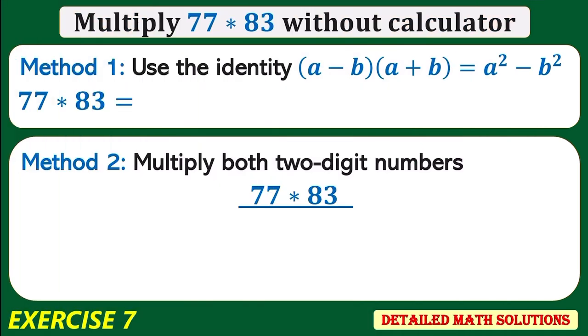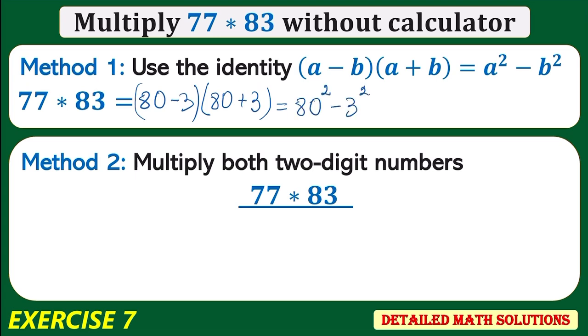Exercise 7, multiply 77 and 83. Again, when I use the identity, I can write 77 as 80 minus 3, and I can write 83 as 80 plus 3, and this equals 80 squared minus 3 squared, or I have 6,400 minus 9 equals 6,391.